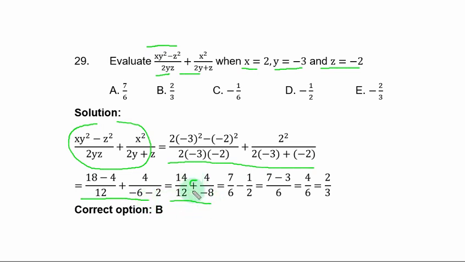You know that plus against minus becomes minus. So here you reduce by 2, you reduce by 4, and you have this result. If you find the LCM and simplify, you have this. When reduced, you have 2 over 3. The correct option is B.